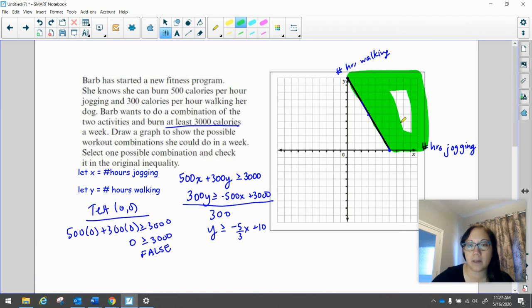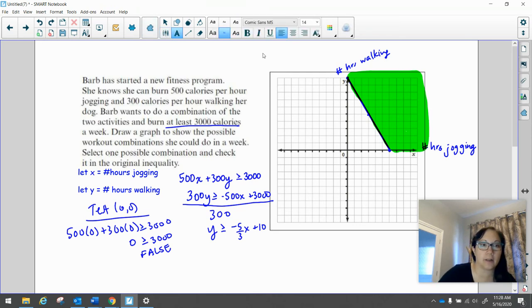Okay, so there is the solution for Barb walking. I probably should label the graph. I don't remember if I did that last time, but that should be what I'm doing. So this is Barb's fitness program.